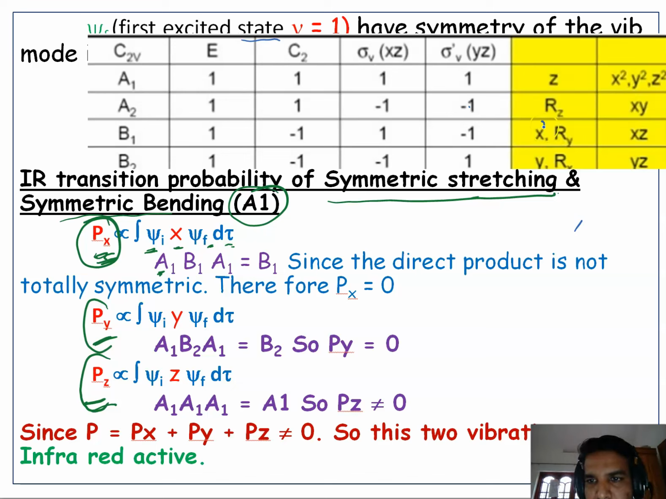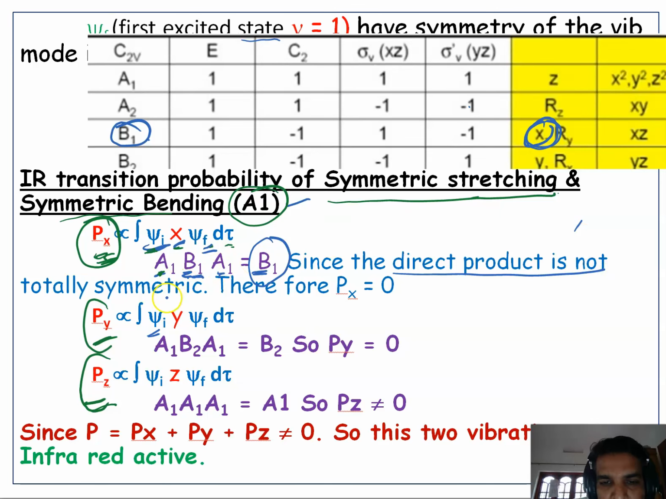Yes, okay. What is the symmetry of x? Here, the character table of C2v is this one, and x is the B1 mode. So psi I is A1 and x is equal to B1. And for the A1 mode, psi f is always the symmetry of the mode itself, so psi f is equal to A1. And A1 into B1 is equal to B1, B1 into A1 is equal to B1. It is not totally symmetric. Therefore the direct product is not totally symmetric, therefore Px is 0. It is an odd function, not an even function, that is Px is equal to 0.